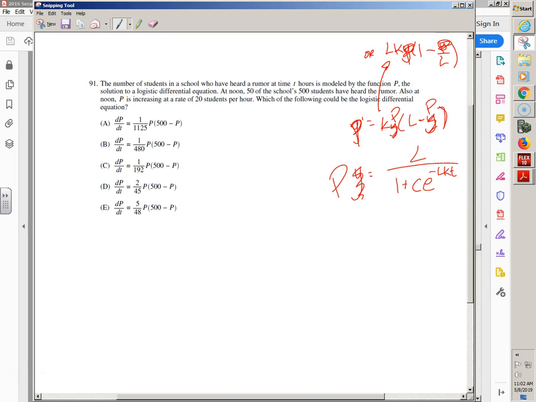At noon, 50 of the 500 have heard the rumor. Also at noon, P is increasing at a rate of 20 students per hour. Which of the following could be the logistic model, t hours? T hours from what?